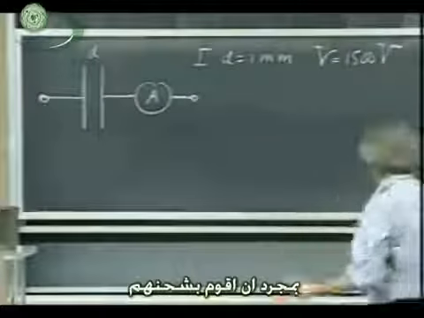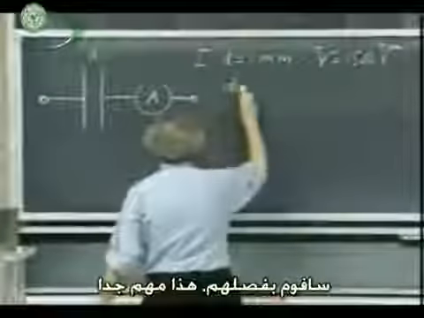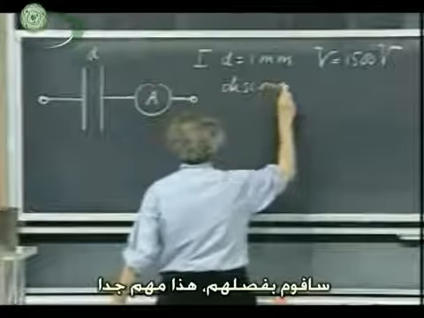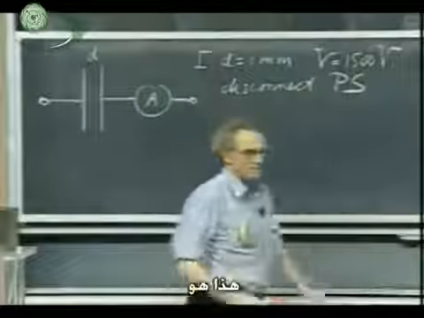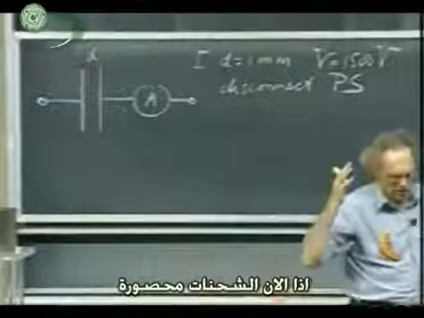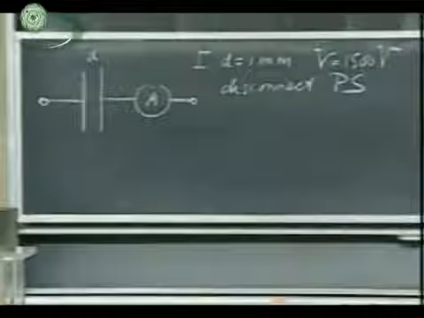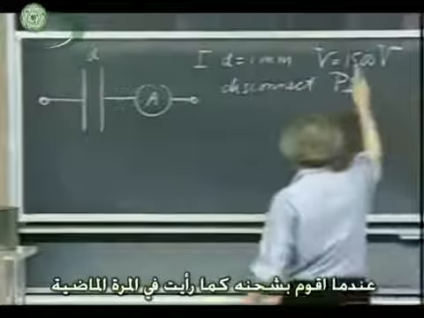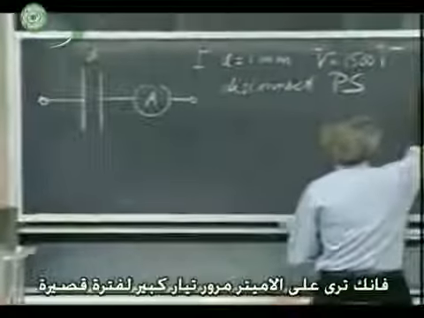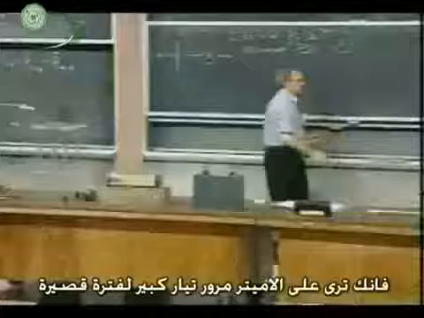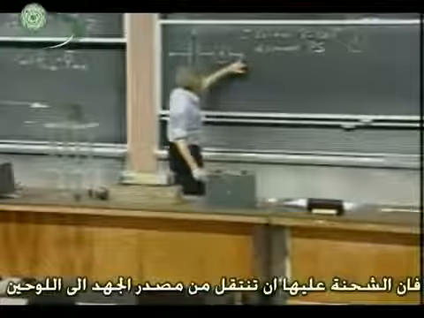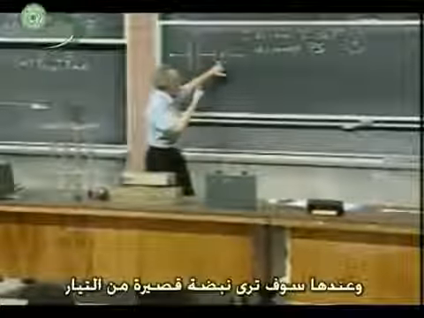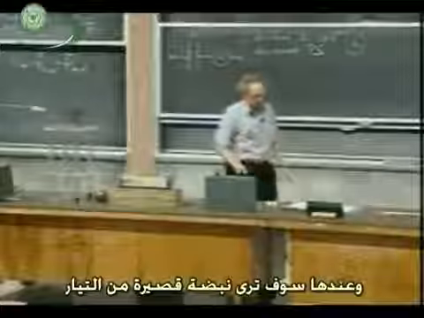Once I have charged them, I disconnect the power supply, which is very important. I write PS. That's it. So the charge is now trapped. As I charge it, as you saw last time, the ammeter shows a short surge of current, because as I put charge on the plates, the charge has to go from the power supply to the plates.